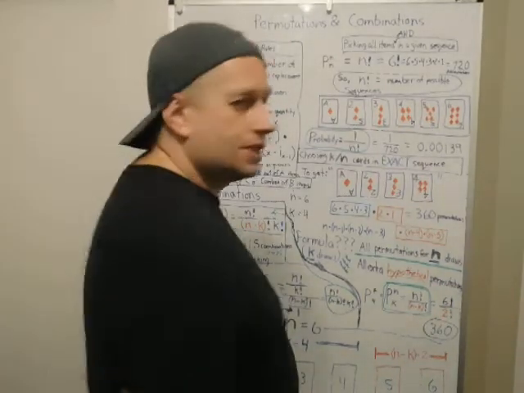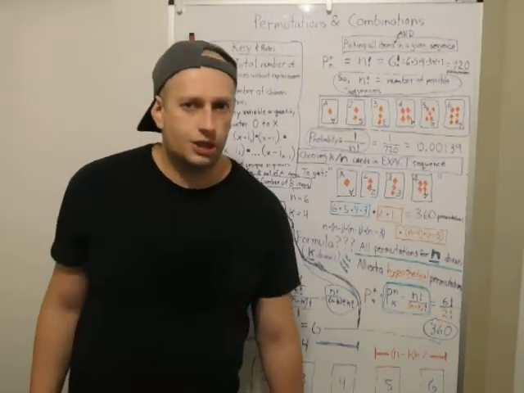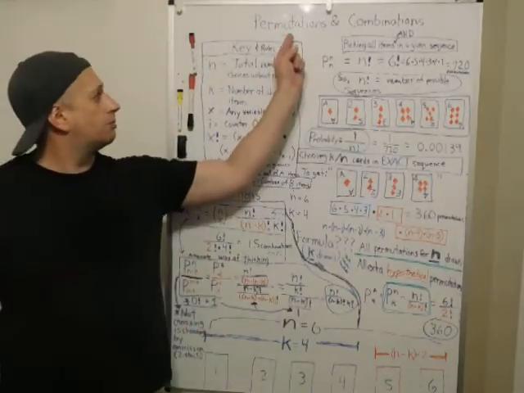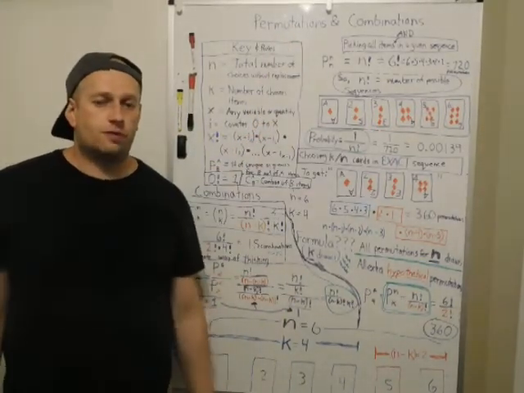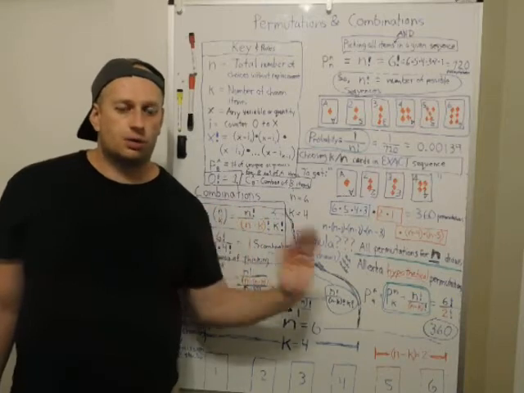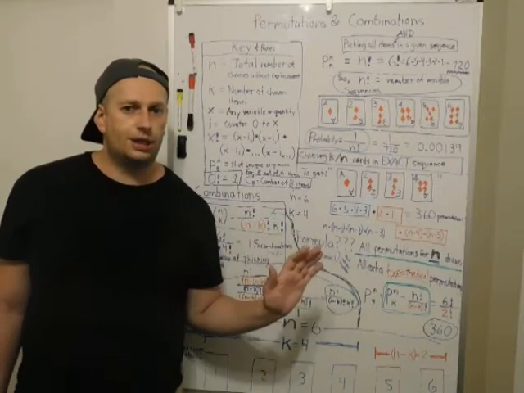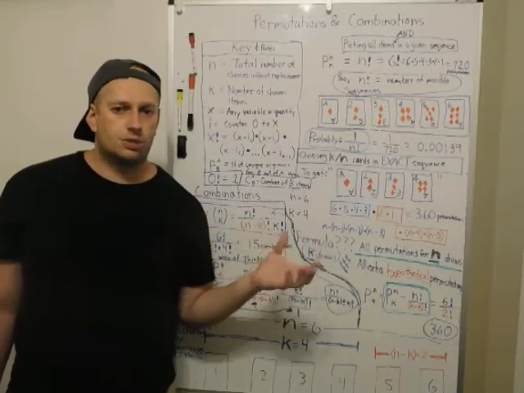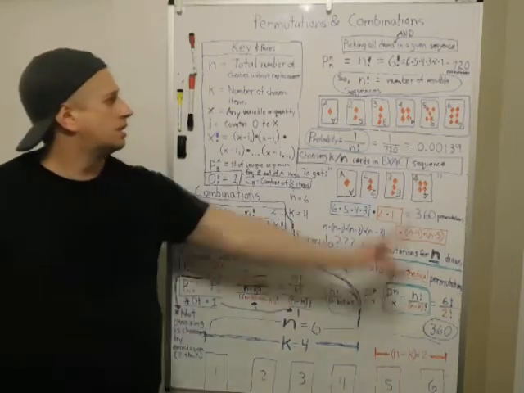Hi, I'm going to talk about permutations and combinations today. So a permutation is the number of ways you can sequence a certain number of items. If they're all unique, how many different ways can you rearrange those items and have a unique sequence?